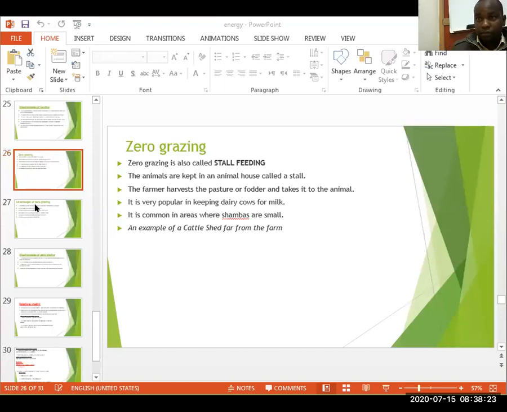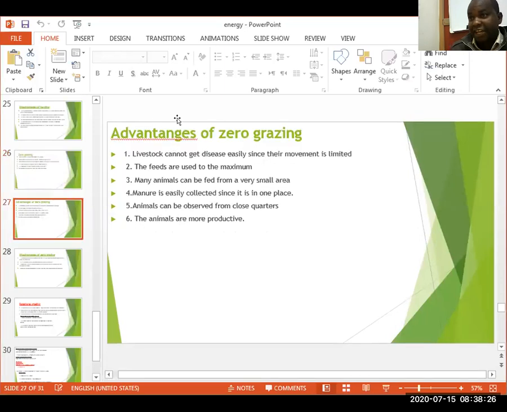Now, we also looked at the advantages of zero grazing, whereby we said that livestock cannot get disease easily since their movement is limited, and the feeds are used to the maximum. Many animals can be fed from a very small area. Manure is easily collected since it is in one place. Animals can be observed from close quarters, and then the animals are more productive. Those are the advantages of zero grazing.